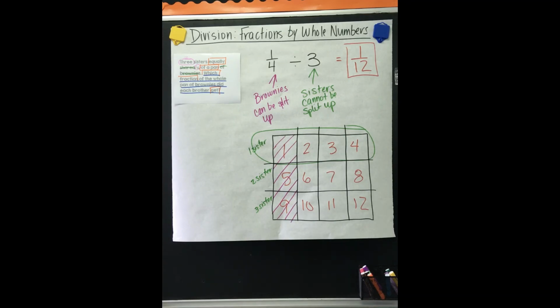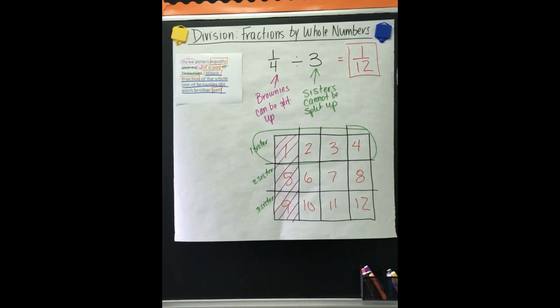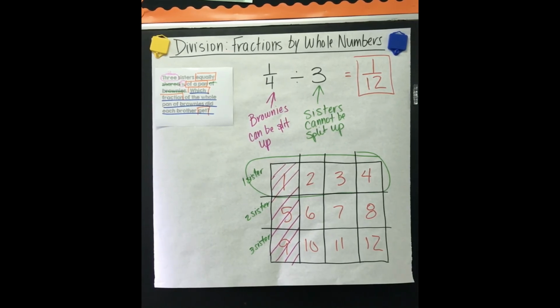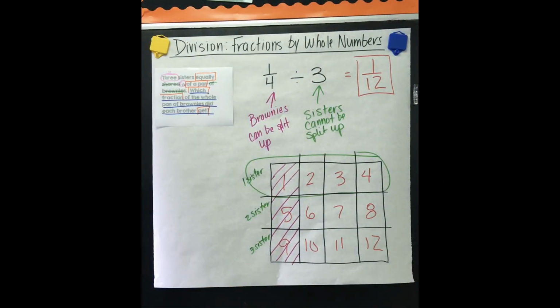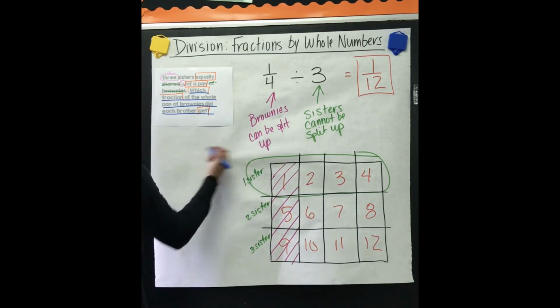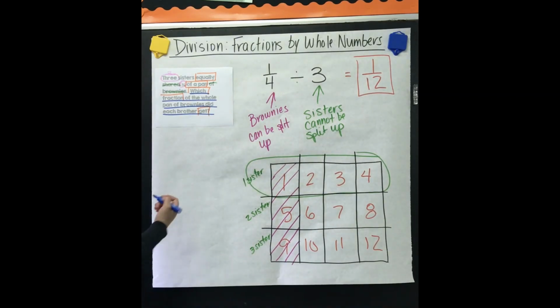Pause the video. How am I coming from 1/4, divided by 3, and getting 1/12? Well, 4 times 3 equals what? 12. But how am I getting to, like, I'm not multiplying. We're going to head to the next video to figure out what's going on.